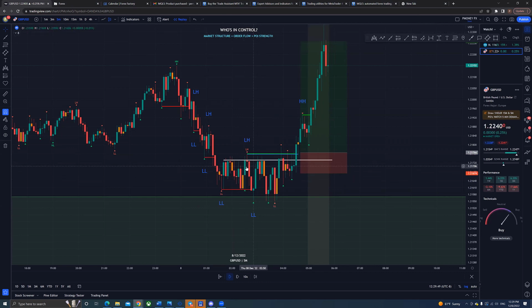Did any of the rules change for market structure? Lower low, lower high, lower low. No rule changes. It just happened faster on the 3 minute. Exactly my point. That's why I say time frames are irrelevant. Don't get caught up.